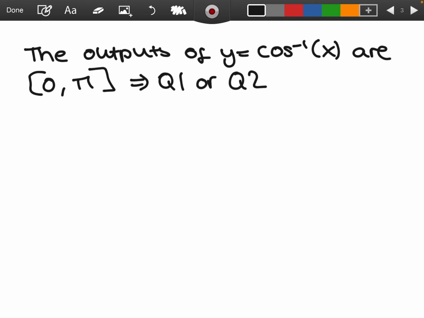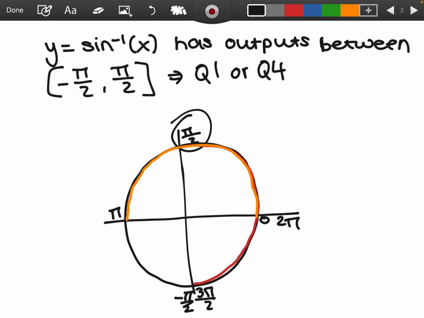Same goes with tan. Tan inverse, okay, again, has outputs between -pi/2 and pi/2, but just not including those values. So again, our solutions for tan inverse, our outputs, are going to be within quadrant 1 or quadrant 4, exactly the same as we had for sine inverse. Using this information, let's do some examples.